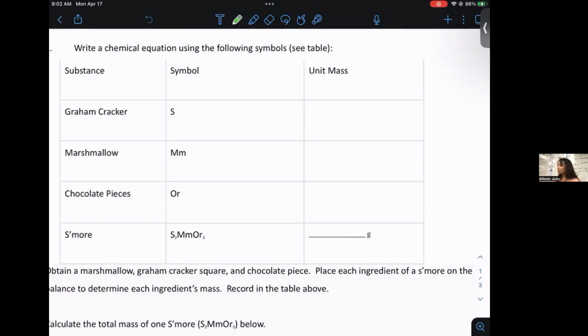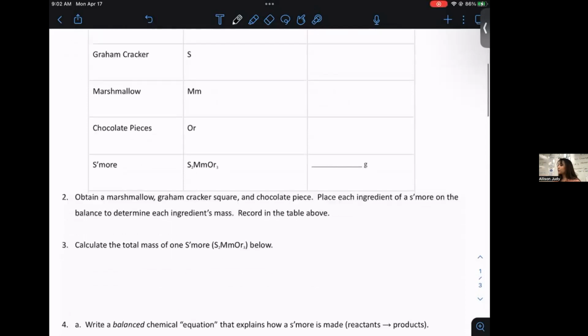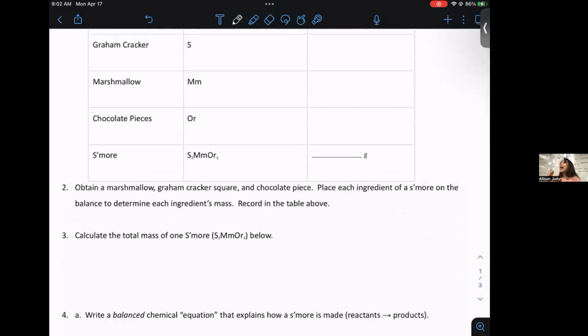SMMOR. And what you guys are going to do is, given your plate of sample ingredients, you're going to measure out in grams how much each element is. One item of each element. One atom of each element. And then what you're going to do is you're going to determine, well, if I know what each element mass is, what is the total mass of my compound, my s'more?